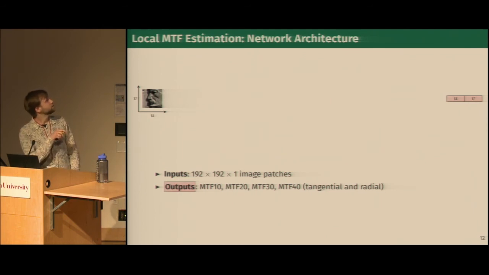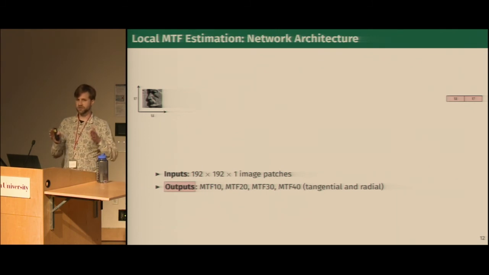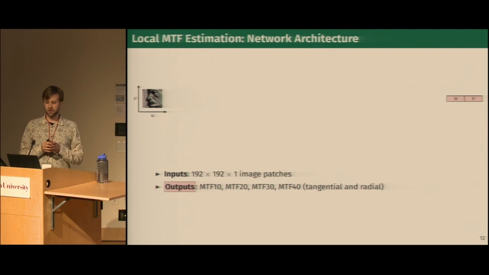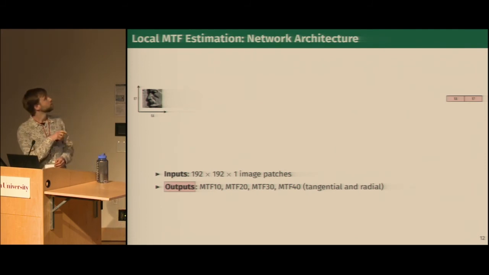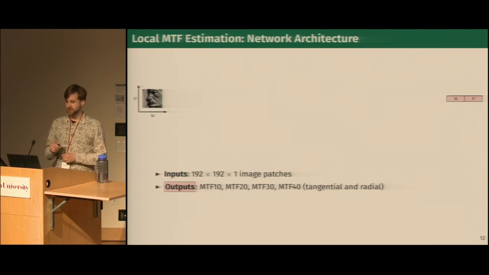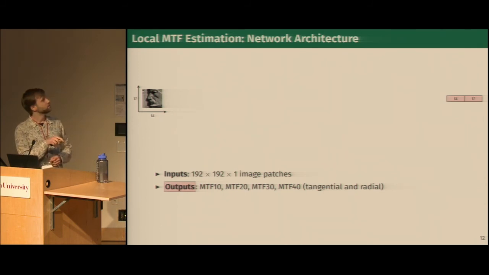So we start with image patches with a single color, because we treat the different color channels separately. Chromatic aberrations mean that the point spread functions are actually different in the different color channels. So in comes a blurred image, and out comes the modulation transfer function discretized in both directions.